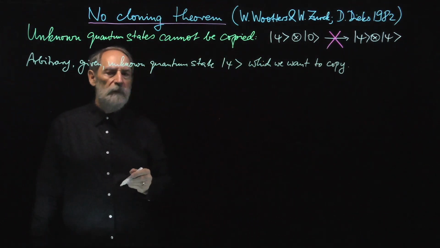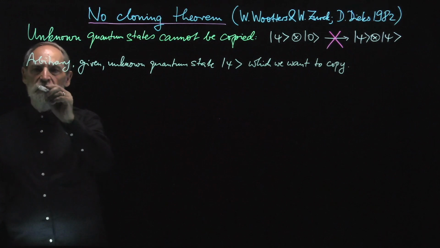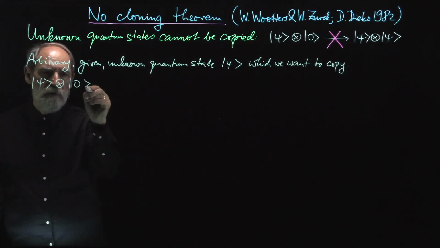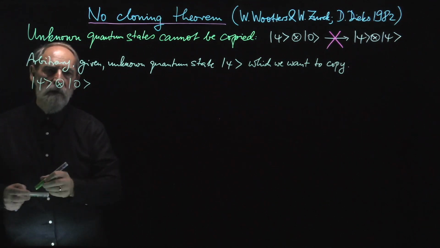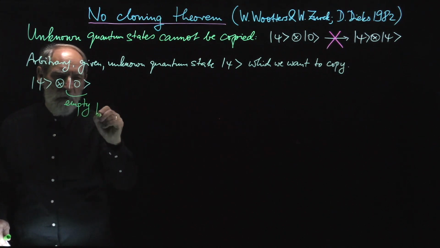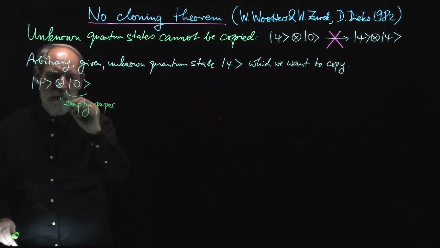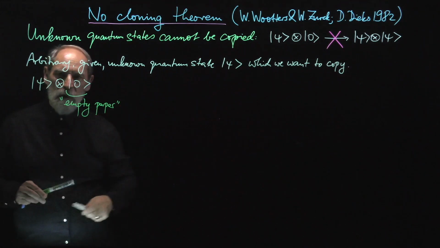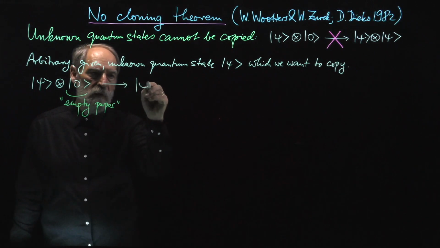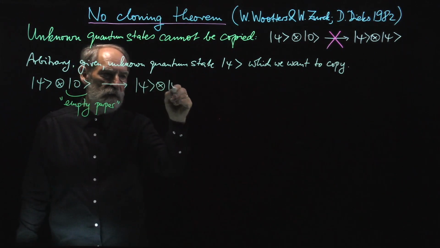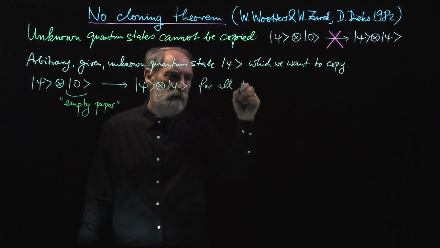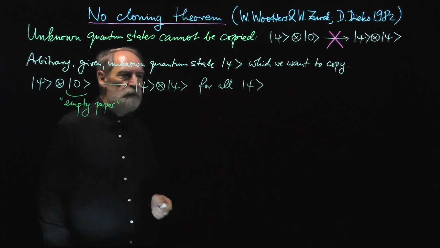So for the copy, we need an empty piece of paper, so to say. So we have psi, and this is the empty piece of paper. So this is empty paper that we write on. And now this should be converted into two versions of psi for all ket psi.